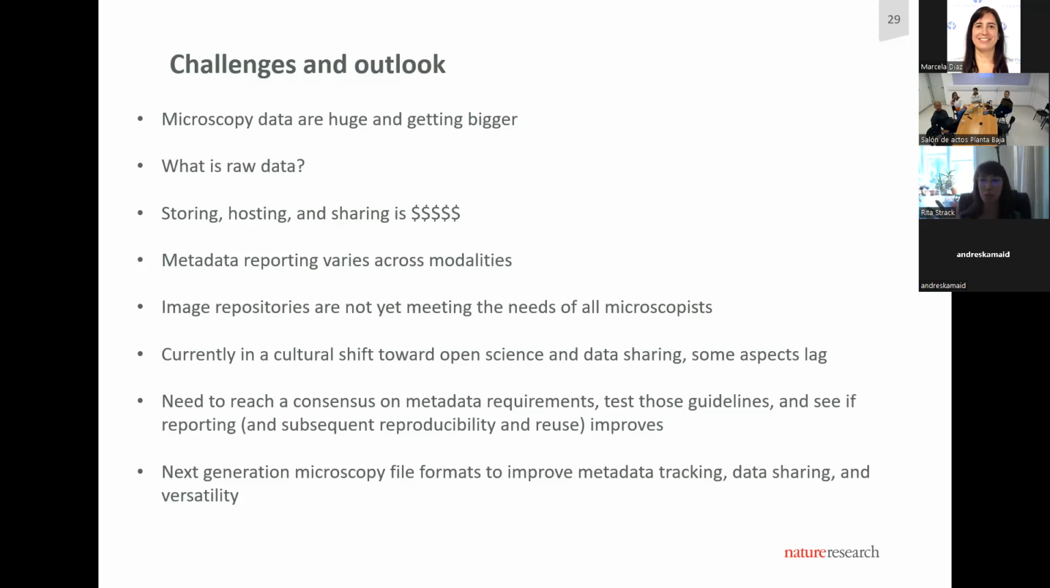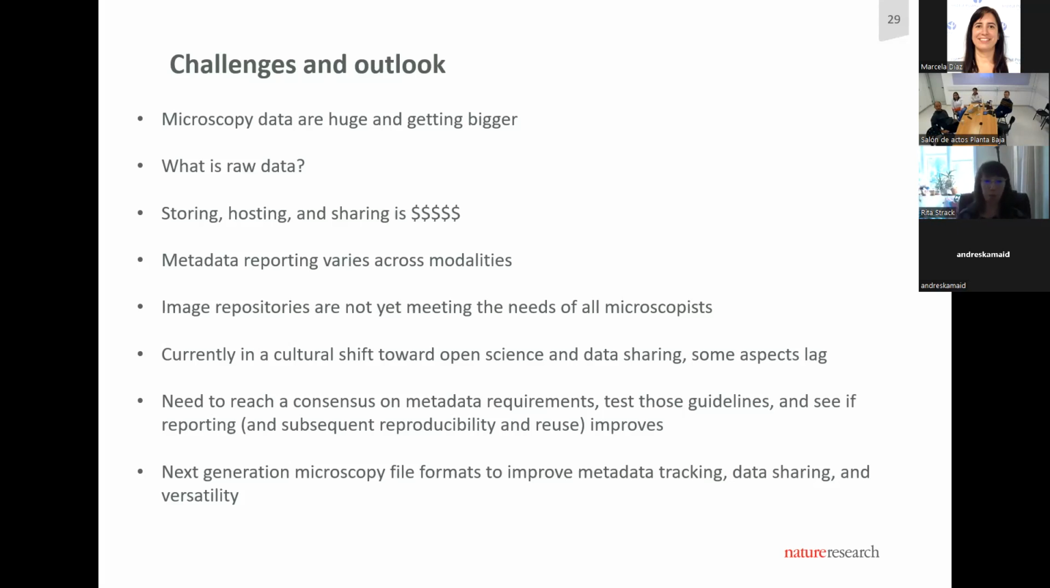How can we make things more available and more shareable? I think, again, it'd be great to reach a consensus on metadata requirements. It'd be great to have those out in the field and see if it actually improves reporting. Like 10 years from now, or 5 years from now, can we do another study like that one in eLife and say, look, we implemented these changes, these guidelines, and look how much better reporting has gotten. And then will that subsequently improve reproducibility and reuse?